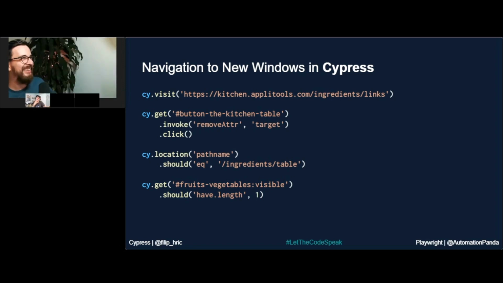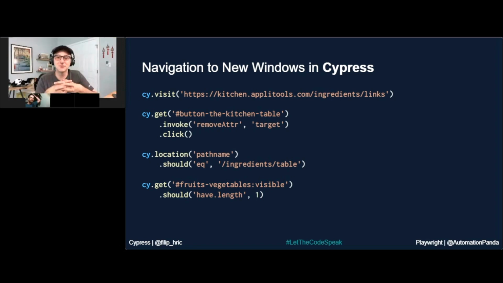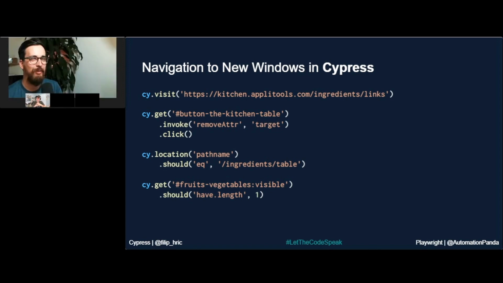Yeah, I mean, so Cypress can't handle more than one page, is what you're telling me. So you've got to hack your site or your app to make sure it stays on one page. Yeah. Why is that bad? And you're okay with this? I'm totally okay with that.